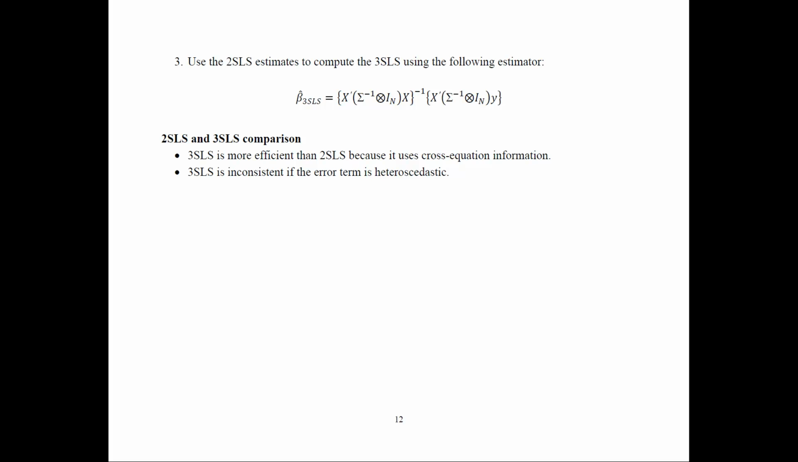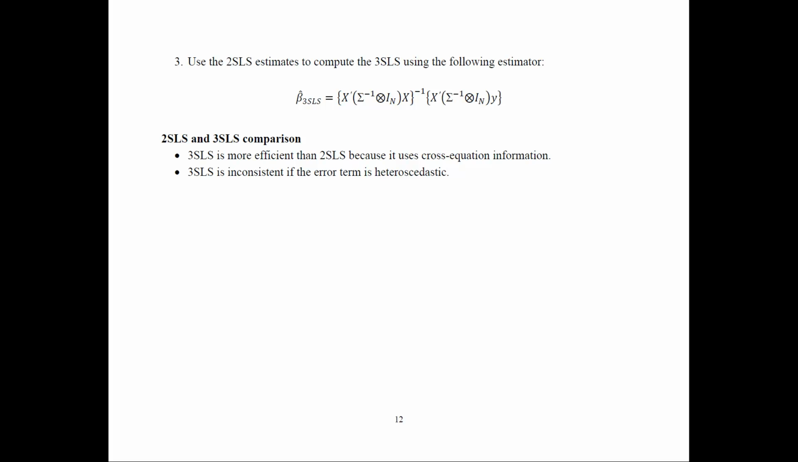Now, how do we obtain the three-stage least squares estimates? We are basically exploiting the two-stage least squares estimates that we have here, and then we would also look at the variance covariance matrix from the two-stage least squares estimates. So we would use this formula to get the three-stage least squares estimate from the two-stage least squares estimates.